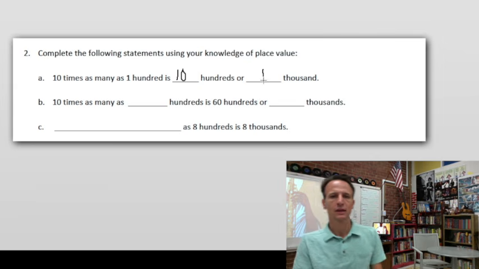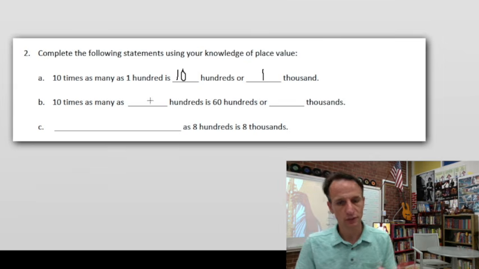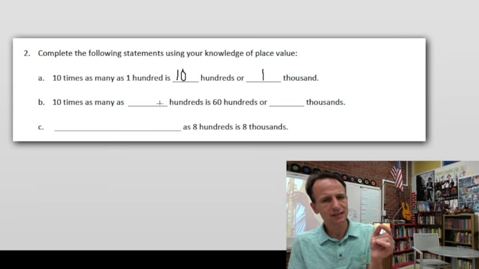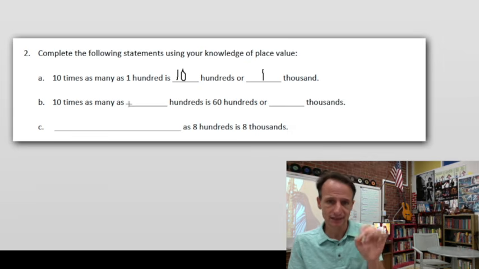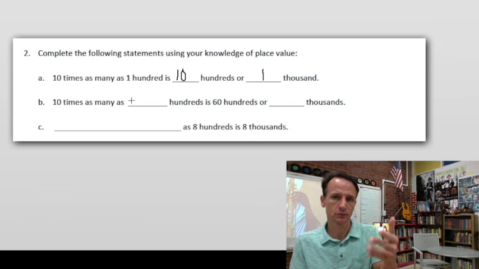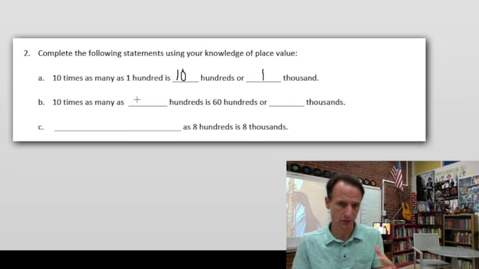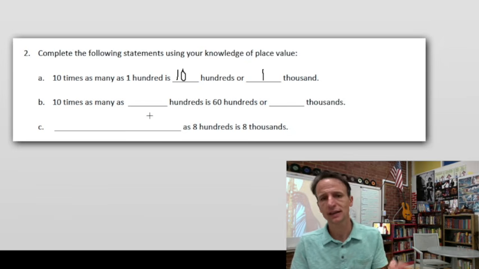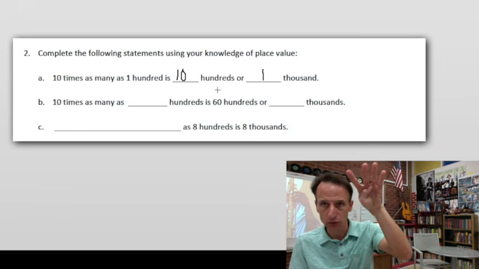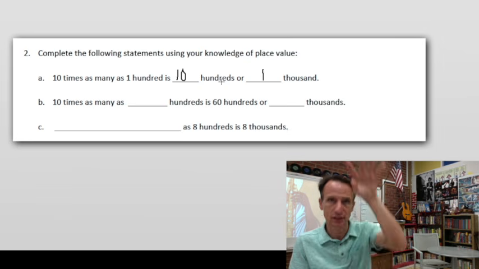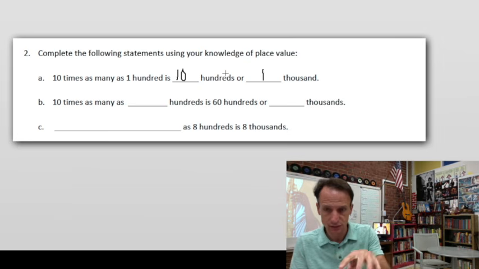Good. Now they're going to do it in reverse. So 10 times as many as how many hundreds is 60 hundreds, or what could we call that in thousands? Well, let's deal with the first part first. 10 times as many as how many hundreds is 60 hundreds. Well, how many hundreds would I have to have that when I multiplied by 10, I would have 60? Picture 60 discs, right? We just did 50, right? So you can picture 60 discs.